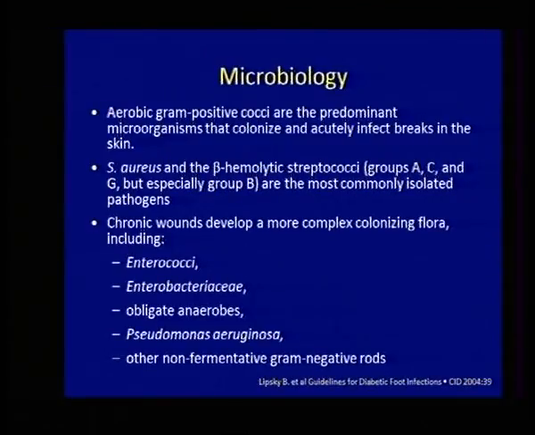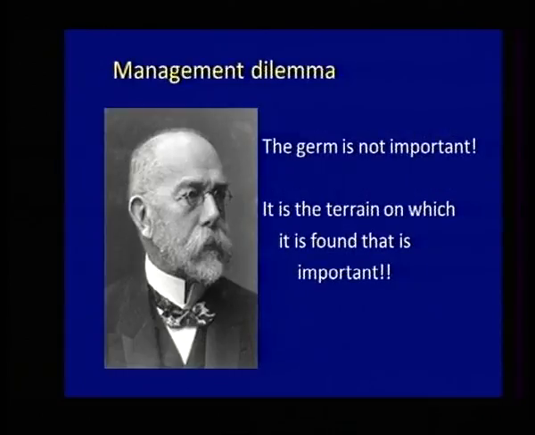If the wound is chronic, it may develop a more complex colonizing flora, especially if the person has been exposed to antibiotics. This may include enterococci, enterobacteriaceae, anaerobes, Pseudomonas, or other non-fermentative gram-negative rods. So they become polymicrobial the longer the ulcer is present. But always remember what Robert Koch said: the germ is not important, it is the terrain on which it is found that is important. So swabbing an ulcer and depending on the growth to decide on treatment is probably fallacious.